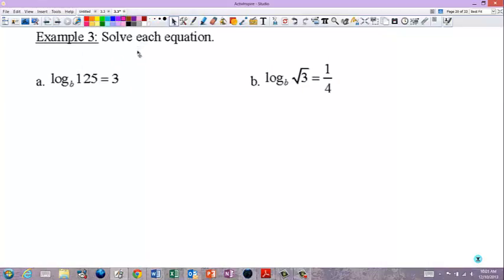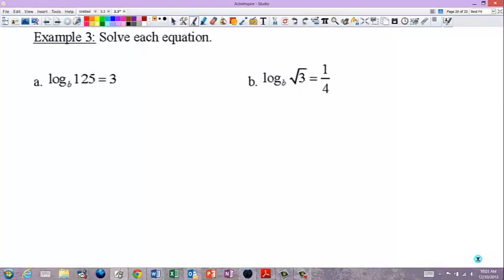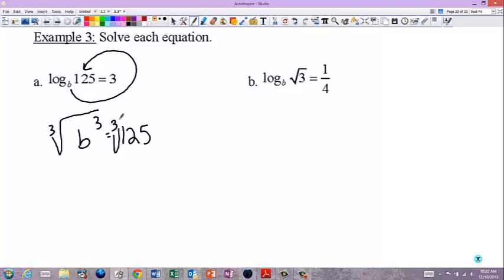These say solve. I don't know how to solve a log, but I know how to solve a whoosh. B to the third equals 125. I know how to solve this. I just take the cube root. If I can get rid of the log, I can solve it. B equals 5.